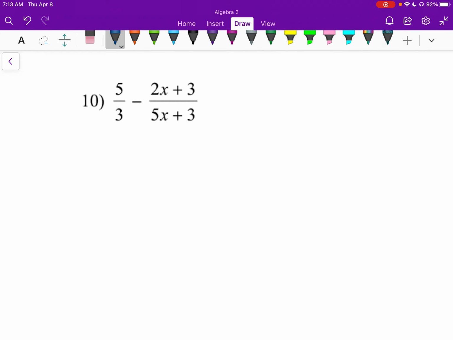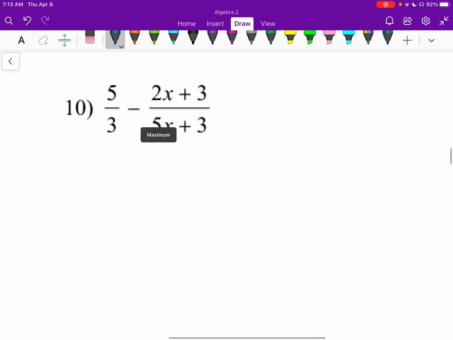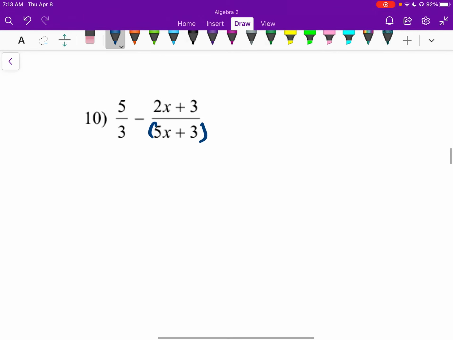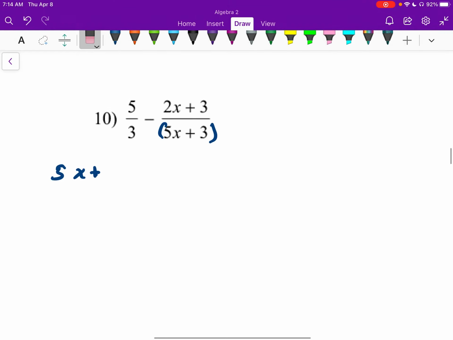Just like in number 9, we want to start off by trying to cancel things. We want to factor everything as much as we can and then cancel. This one, though, we're not able to factor anything, right? Not able to factor anything. So we need to go ahead and get common denominators. The right one has 5x plus 3, so I need to put that on the left. So I'll have 5x plus, or you know what, let me do that in a different color.